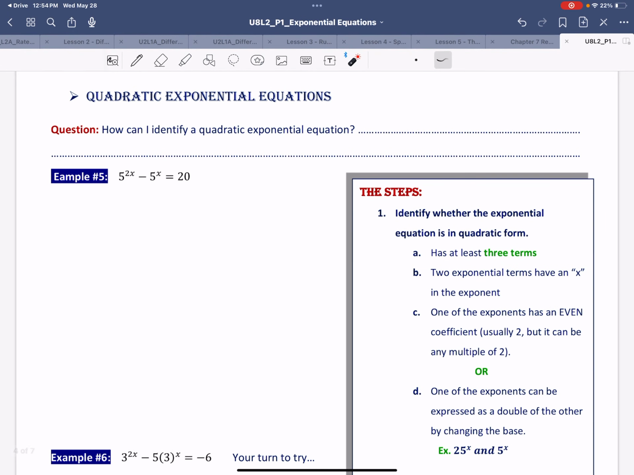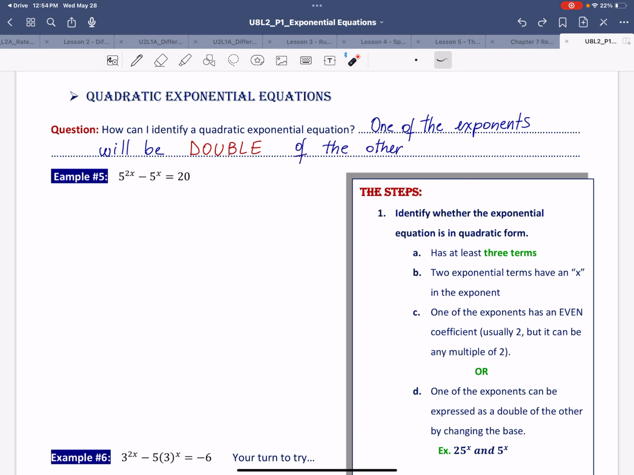Welcome back, and let's take a look at some quadratic exponential equations. So first of all, how can we identify whether an exponential equation is in quadratic form? The way we know it is because one of the terms will have an exponent that is double the exponent in the other term.